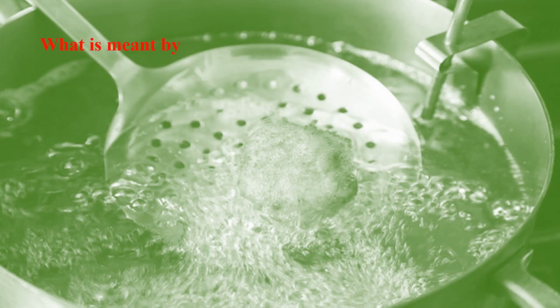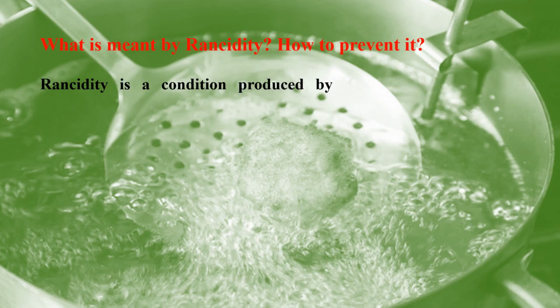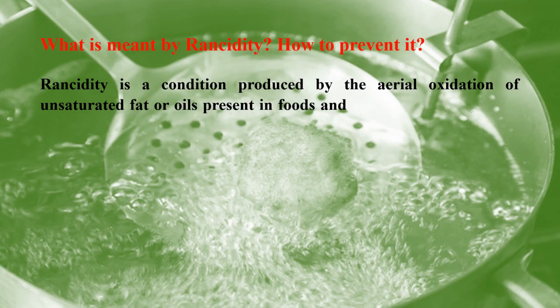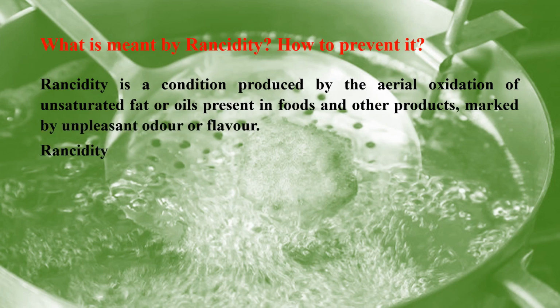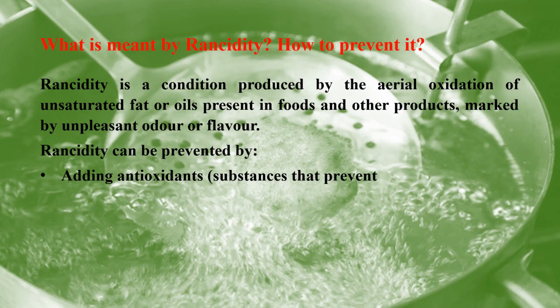What is meant by rancidity? How to prevent it? Rancidity is a condition produced by the aerial oxidation of unsaturated fats or oils present in foods and other products, marked by unpleasant odor or flavor. Rancidity can be prevented by adding antioxidants, substances that prevent oxidation, to food.